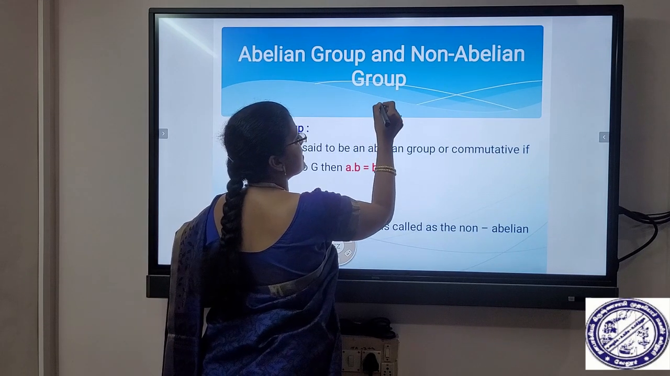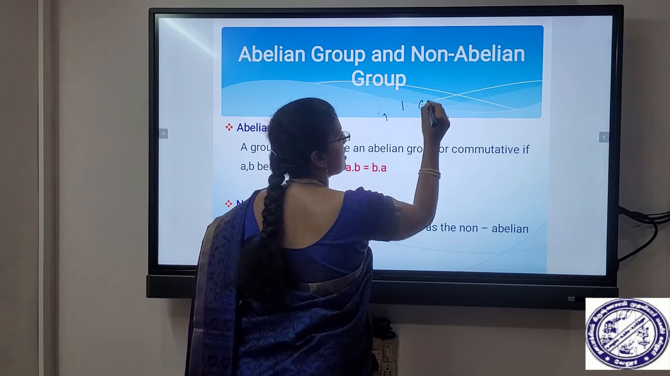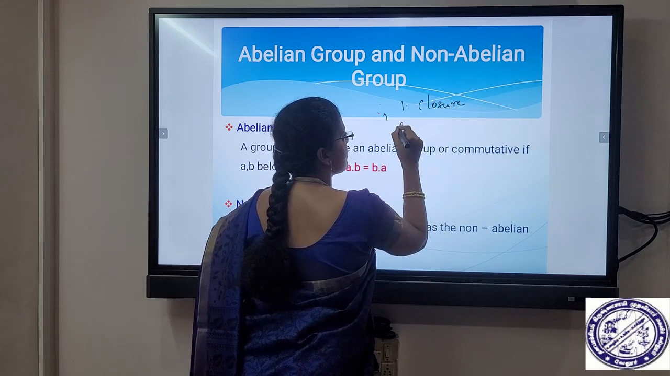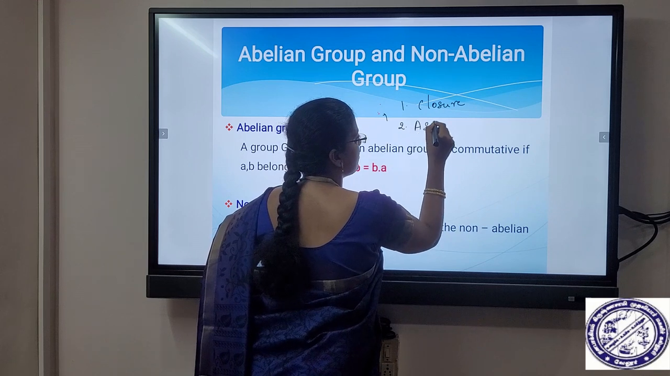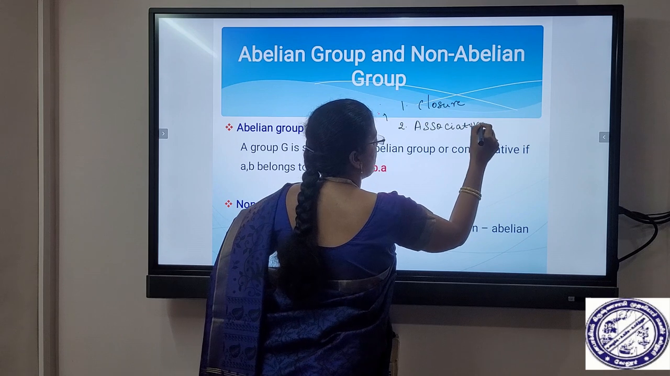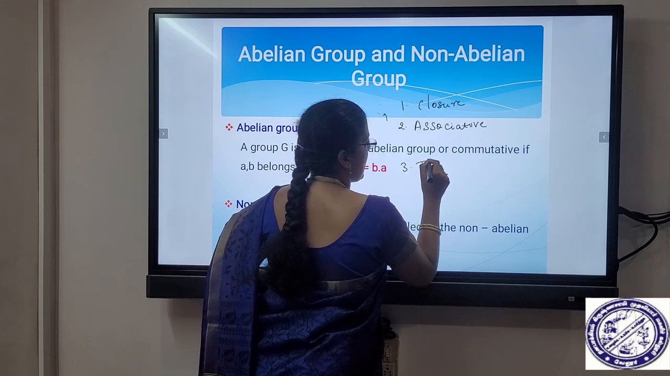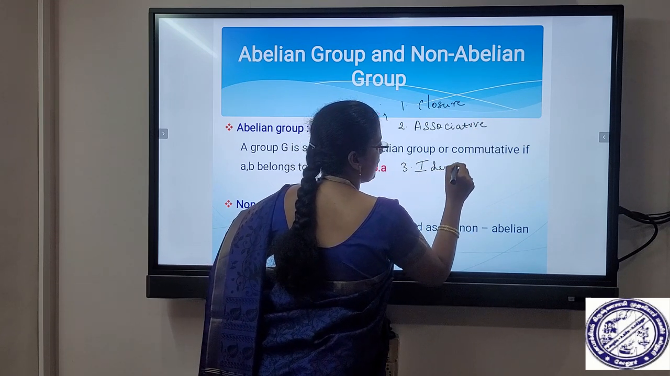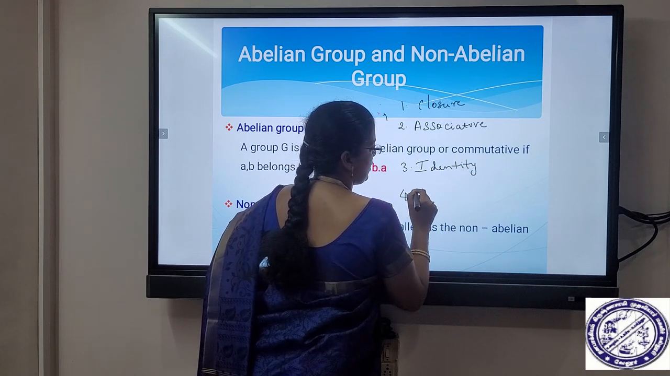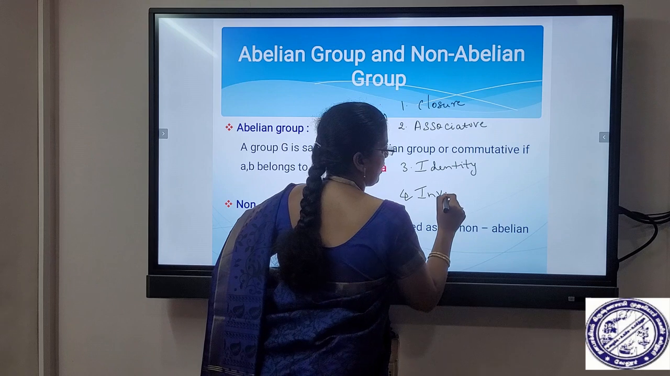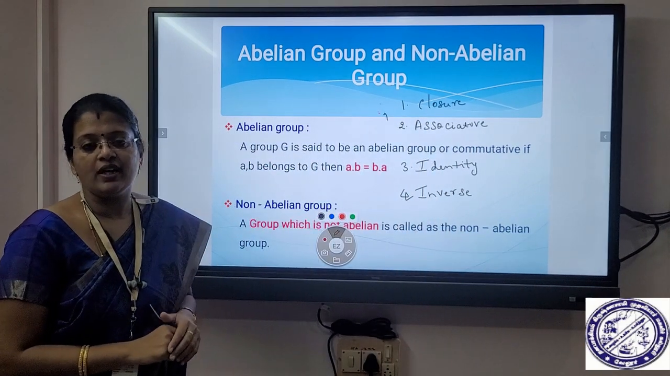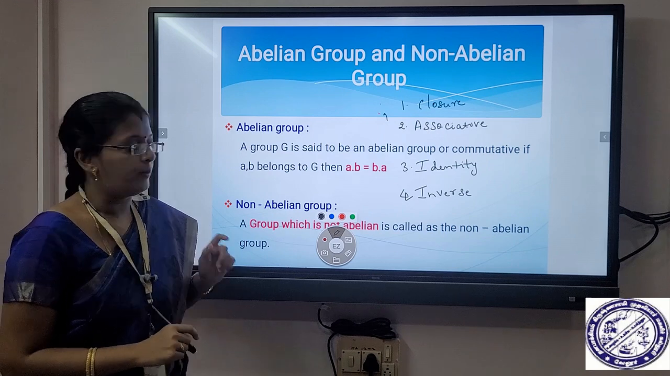So here the first condition is closure, the second is associative, the third condition is identity, and the fourth condition is inverse. If these four conditions are satisfied, then it is said to be a group.